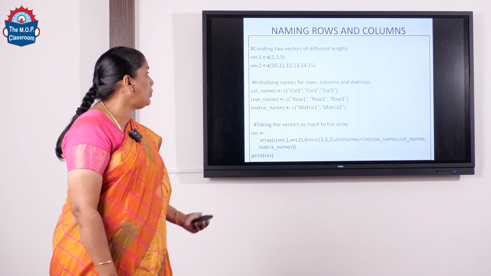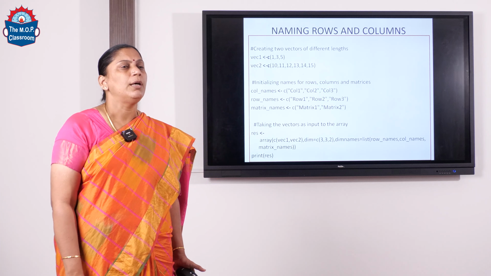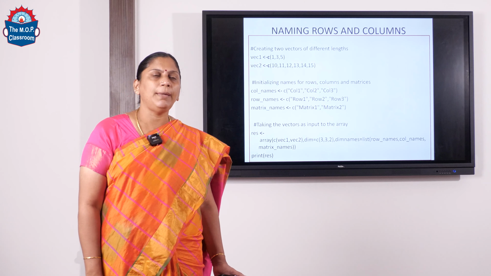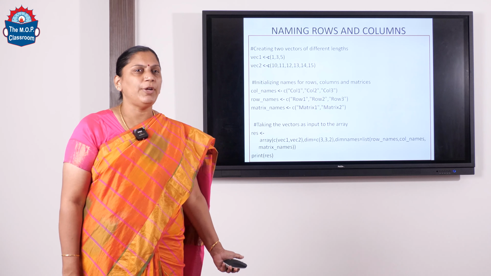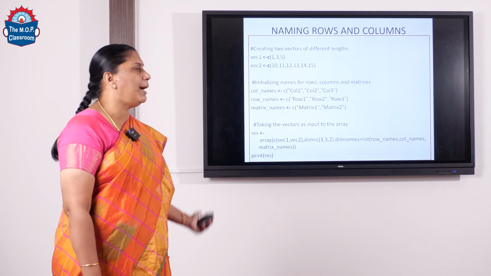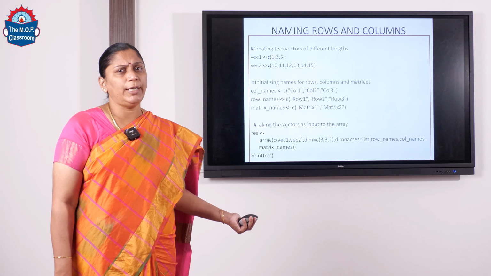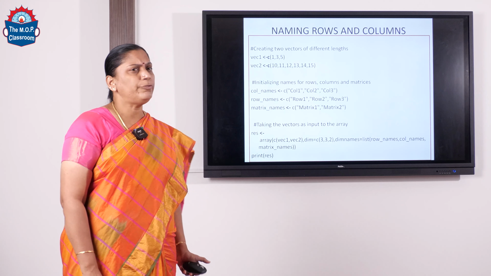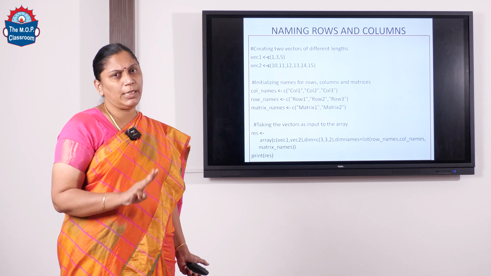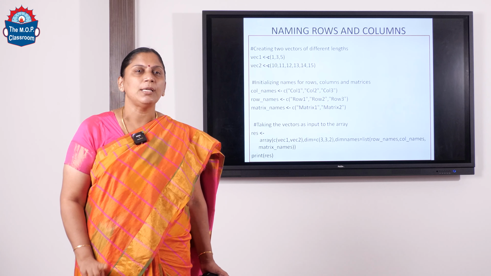So now we are going to give names for the rows and columns and the matrices we are going to derive from this. How are we going to do that? Here we have to introduce three variables for naming the rows, columns and the matrices. The variable names we are going to use are row_names, column_names and matrix_names. In row_names, how many rows are we going to have? 3 rows. So we give c("row1", "row2", "row3"). And in column names, we are going to have 3 columns because it's a 3 by 3 array.